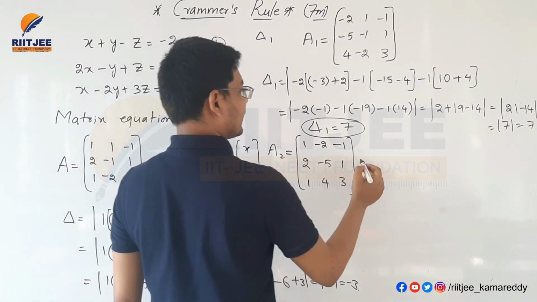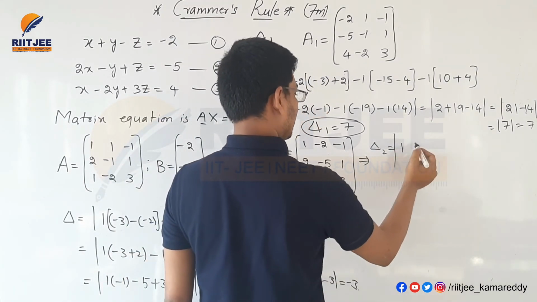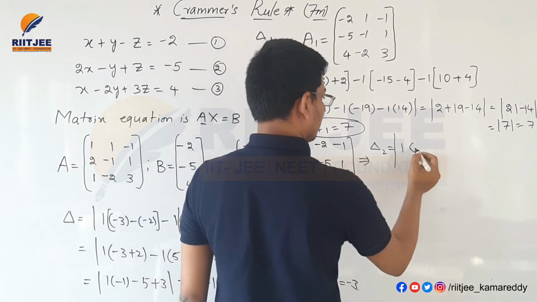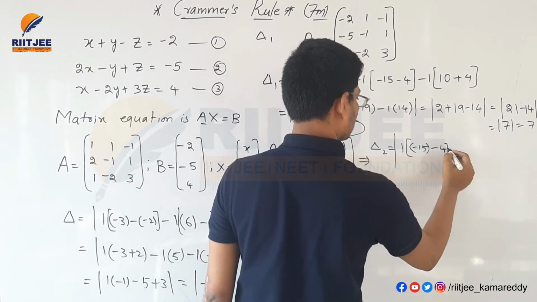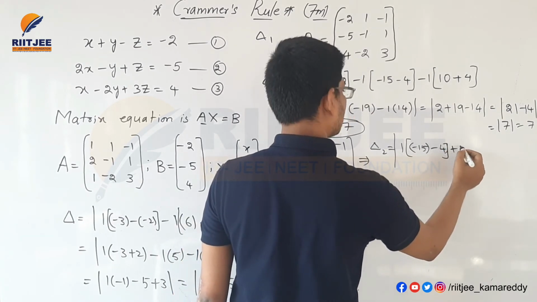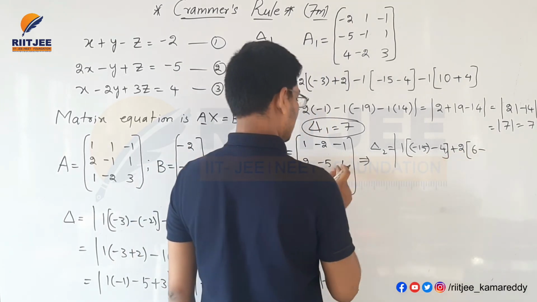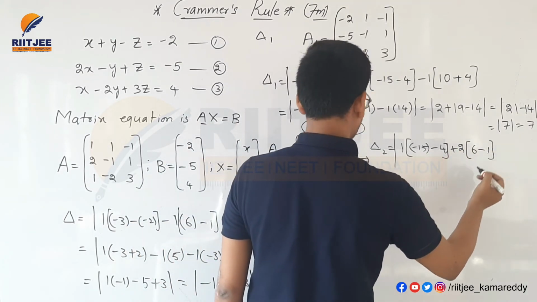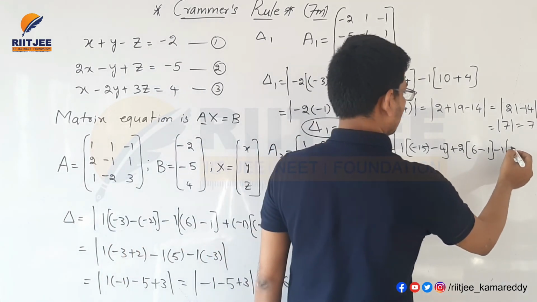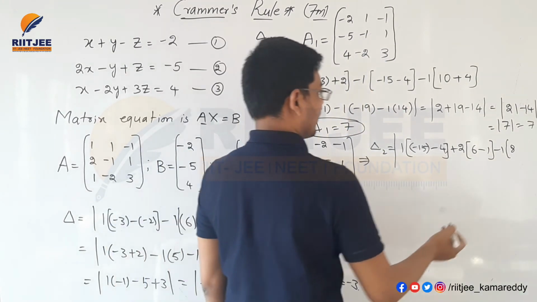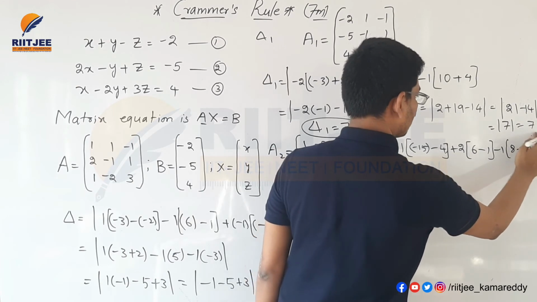Find delta 2 here. This implies delta 2 equals the modulus of 1 into -5 into 3 is -15, minus of -1 into 4 is 4. Next, minus into minus becomes plus 2 here. 2 threes are 6, minus 1 into 1 is 1 here. Next -1 into 2 is 4... 8, plus 1 into -5 is 5, that will become plus 5 here. This is modulus close here.